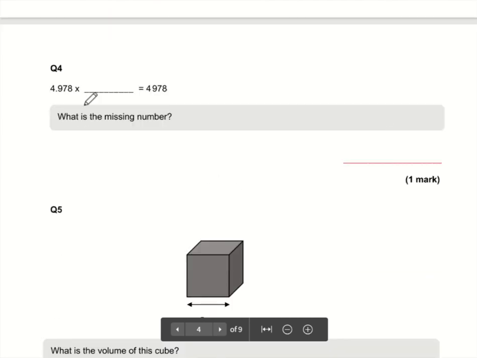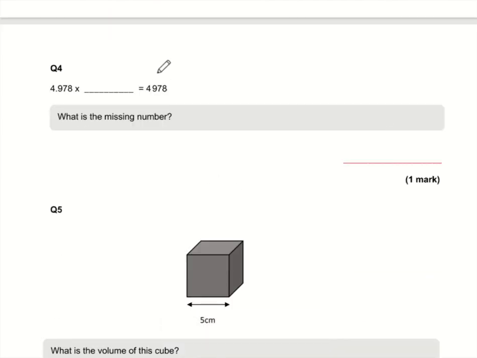Okay, 4.978 times what is 4978? So we've got a decimal point here. This number does not have a decimal point, but if there was one, it would be here, 0.0. 4.978, if the decimal point is now after the 8, then it has moved 1, 2, 3 positions. So that means we multiplied it by 1 with 3 zeros, so it's been multiplied by 1000.